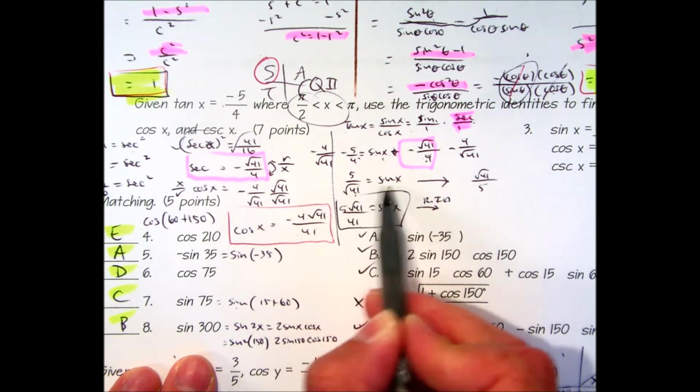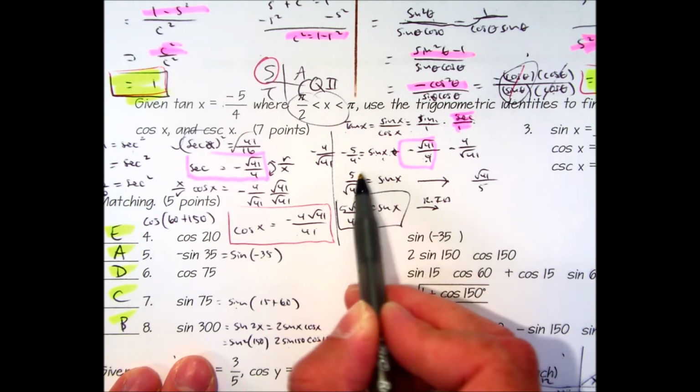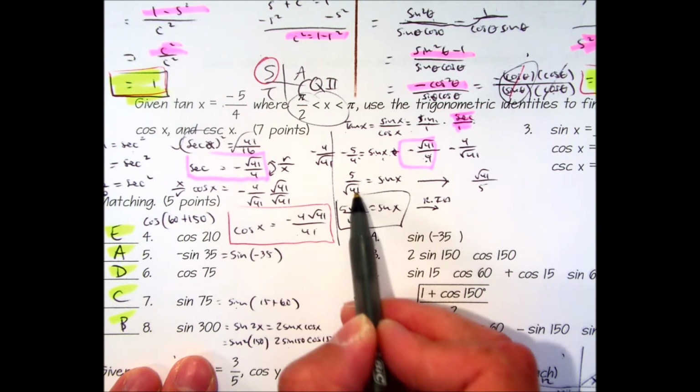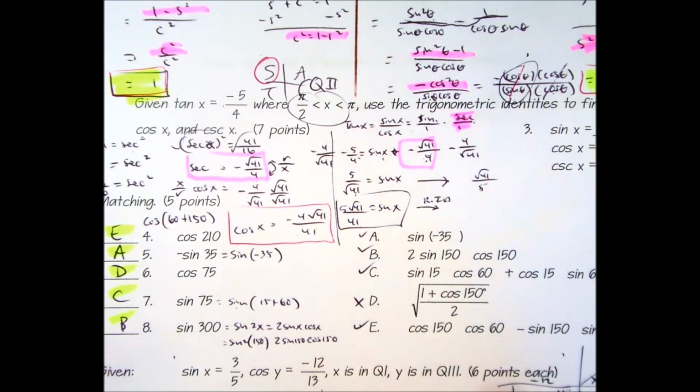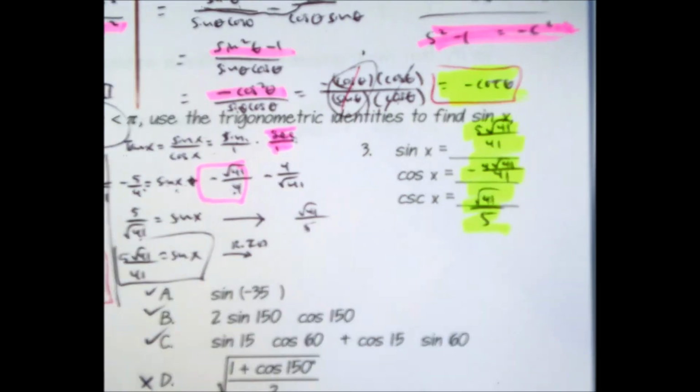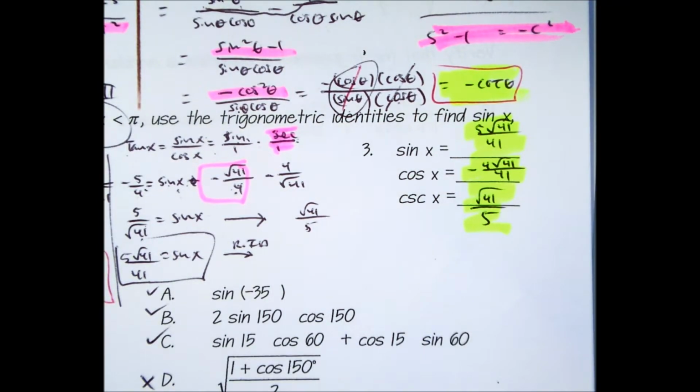Here, at sine of x, when it was 5 over radical 41, if I just take the reciprocal there, that gives me the cosecant. So there's your answers for number 3.